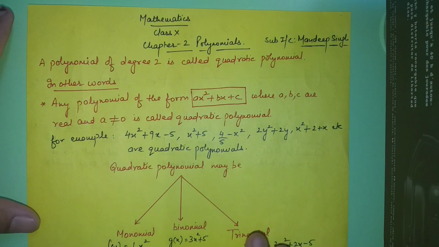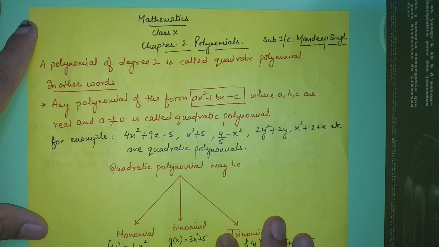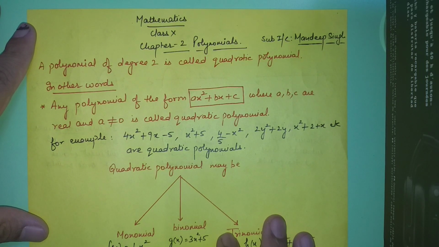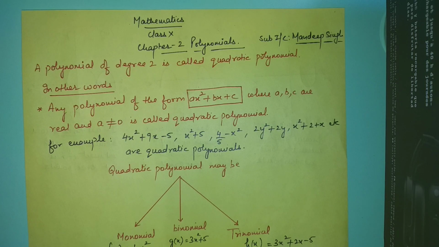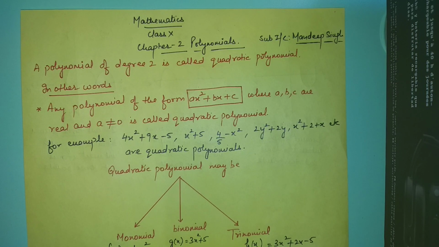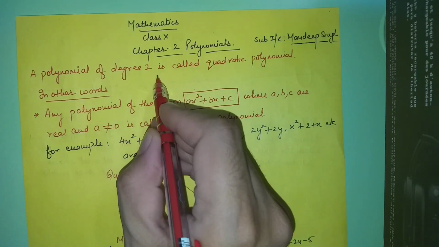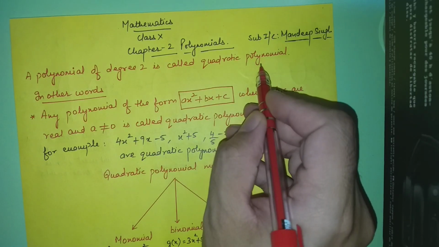Hello students, today we'll do chapter 2 of class 10th, polynomials. So what is a polynomial? A polynomial of degree 2 is called a quadratic polynomial.